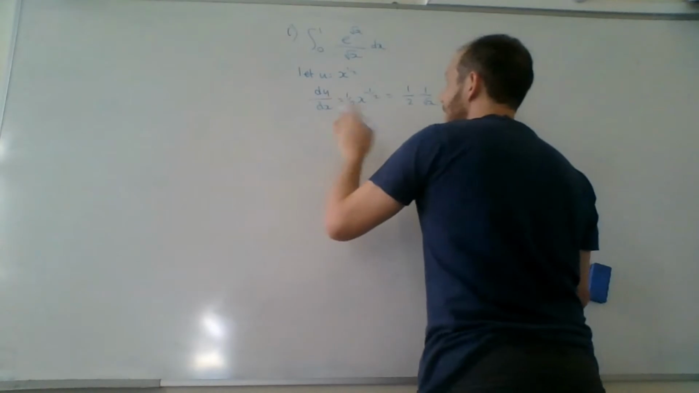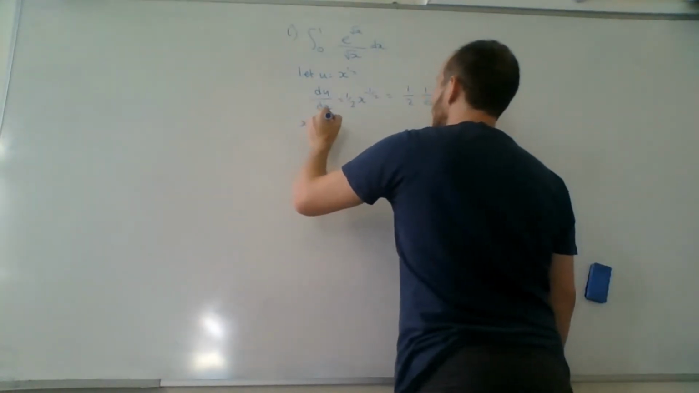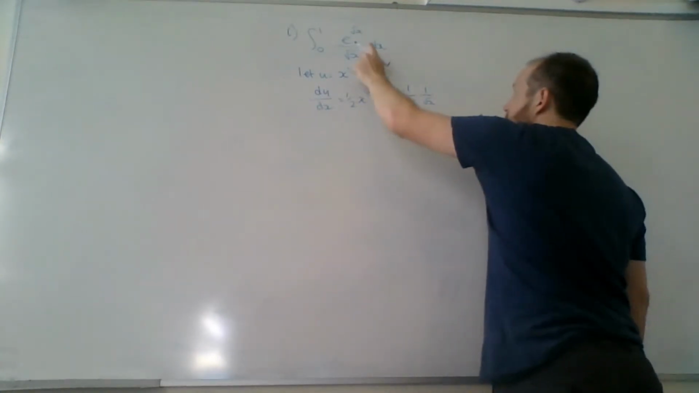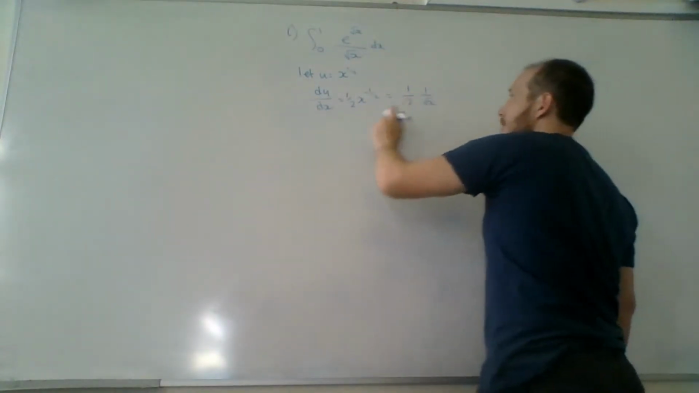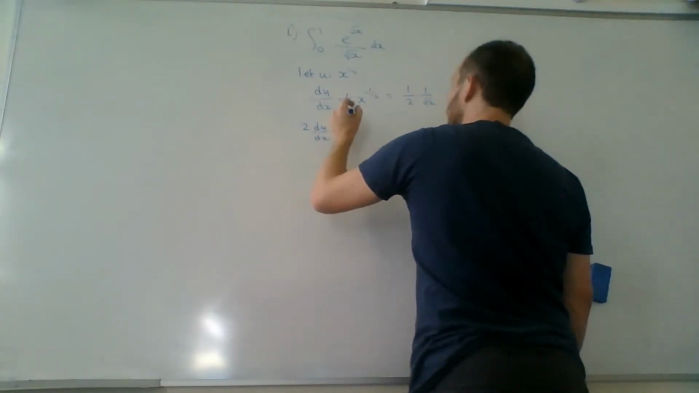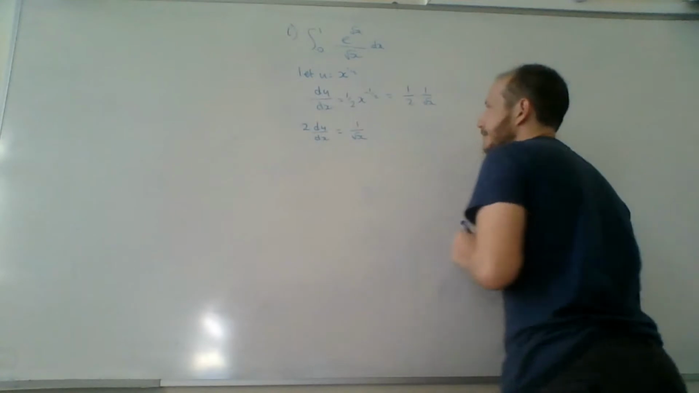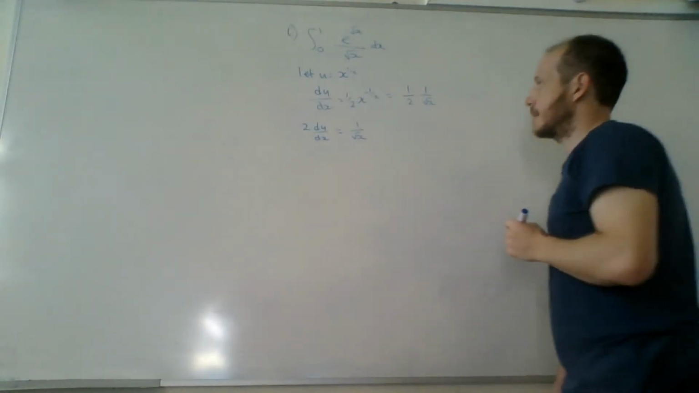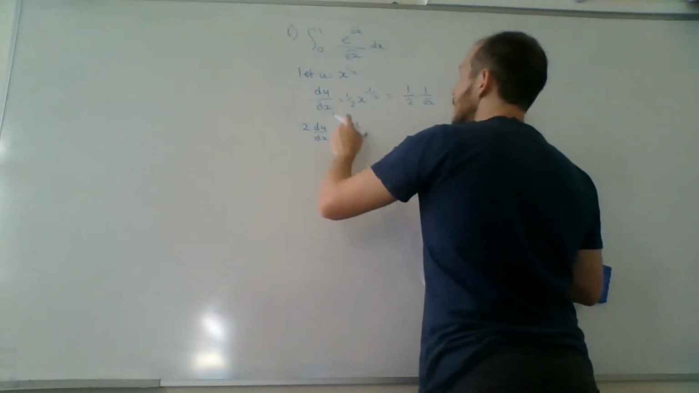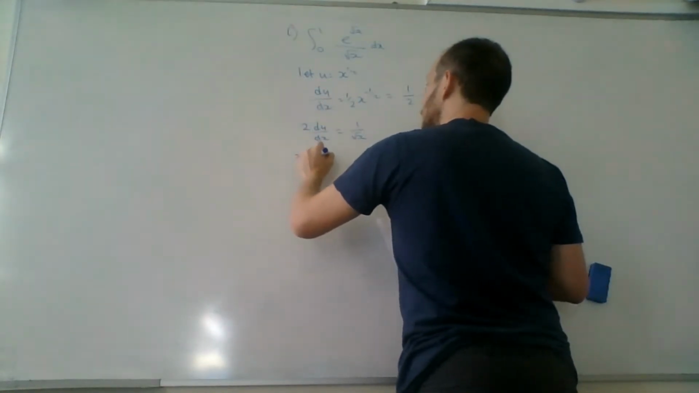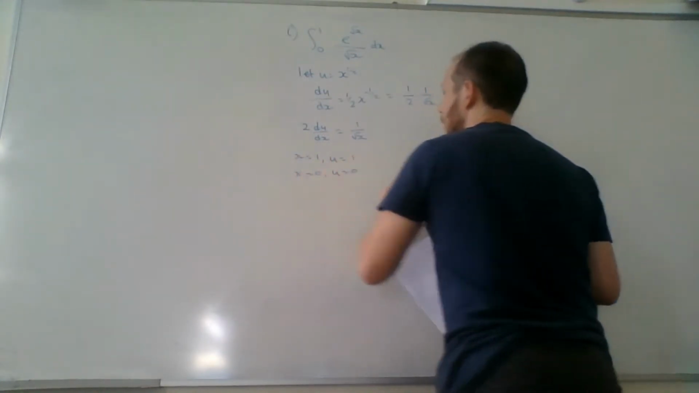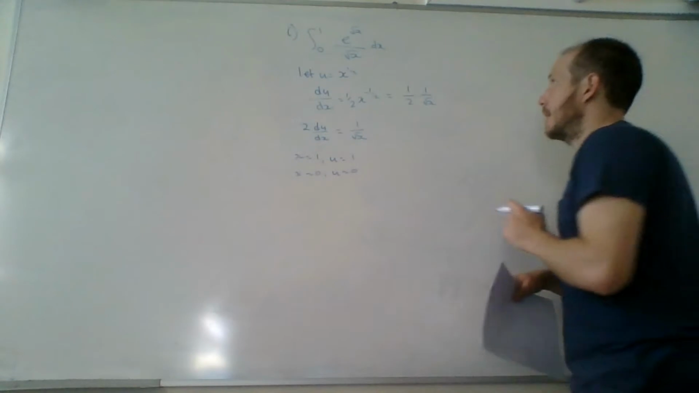Okay, again, do our values. So we want 1 over root x, but we've got 1/2, so therefore 2 du dx will equal 1 over root x. Okay, for our substitution. So then, when x equals 1, u equals 1. When x equals 0, u equals 0. So our bounds are actually the same this time.